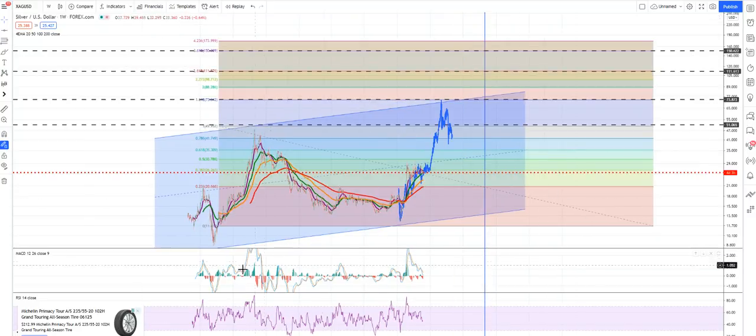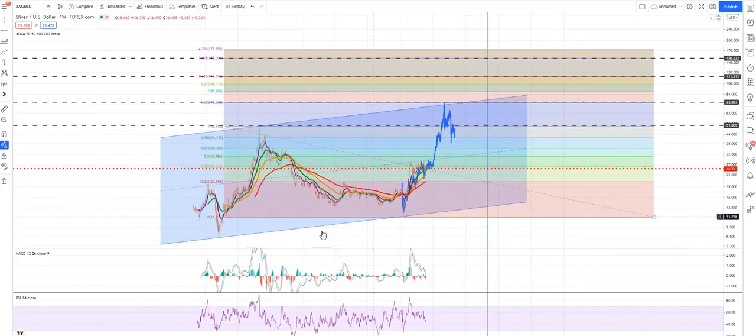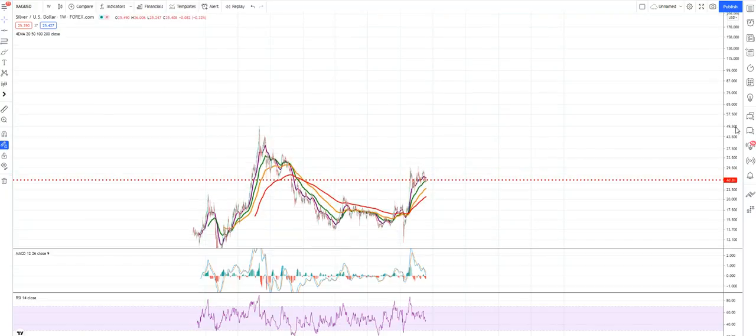Let's look at silver. Silver is a wild beast, right? You see it up and down. It has much more movement than gold in both directions. It's very wild, right? So let me clean this and do the same for silver.